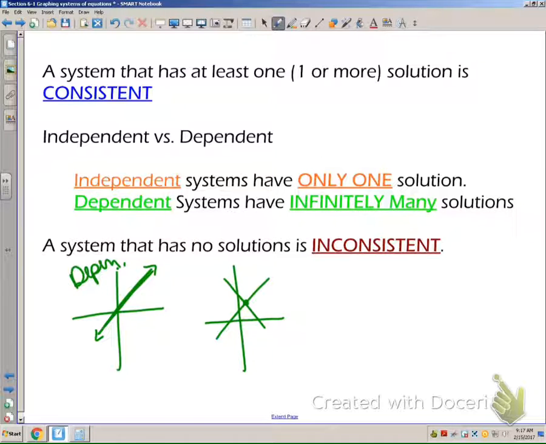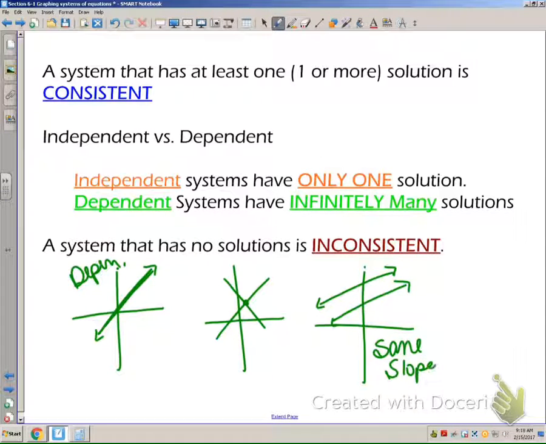And think about inconsistent, where there is absolutely no solution. How could we never have any solutions? Well, if they never intersect, they never touch each other, then they're not going to have any solutions. What kind of lines do you know that never ever touch and never intersect? Parallel lines. So parallel lines would be inconsistent because they never touch, never intersect. And what do we know about parallel lines? Hopefully you're filling in the blanks here, parallel lines have the same slope. So lines with the same slope are going to be inconsistent.